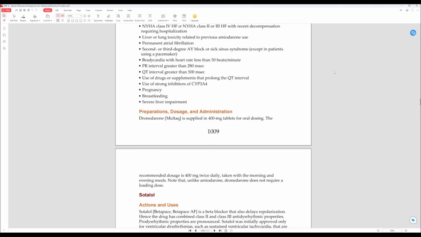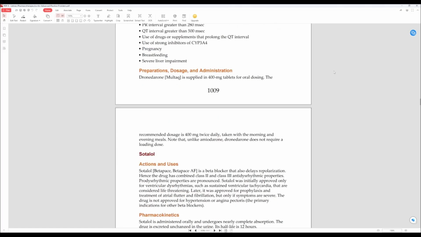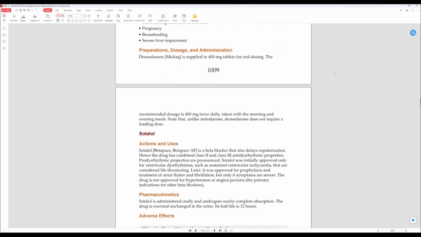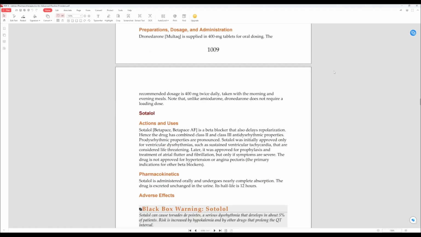So, its preparation, dosage, and administration. Again, the medicine dronedarone is supplied in 400 milligram tablets for oral dosing, and the recommended dose is 400 milligrams twice daily, taken once in the morning and once in the evening with meals.